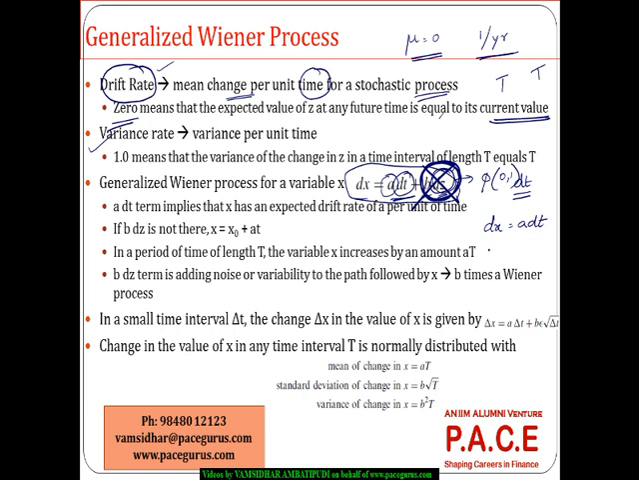So what is the new value of x? The new x, which is x1, is nothing but x naught plus whatever is the change that has come out here. So in a time period t, the change is to the extent of at, and what we are saying is x1 will become x naught plus at. So the variable is increasing in a time period t by an amount of at.